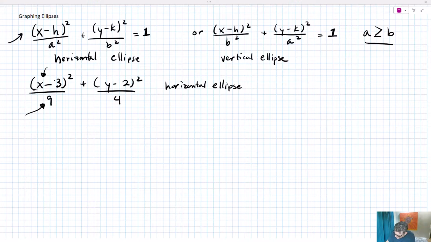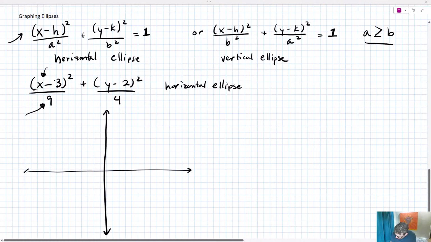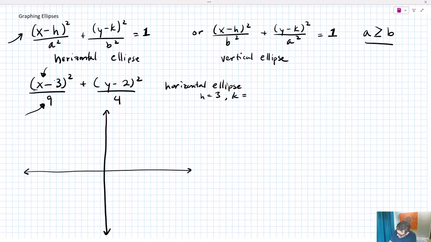So what I'm going to do is draw my axes. I'm going to note h is 3, k ends up being 2. So our center is going to be at 3, 2. And we'll put that there: 1, 2, 3, 1, 2.